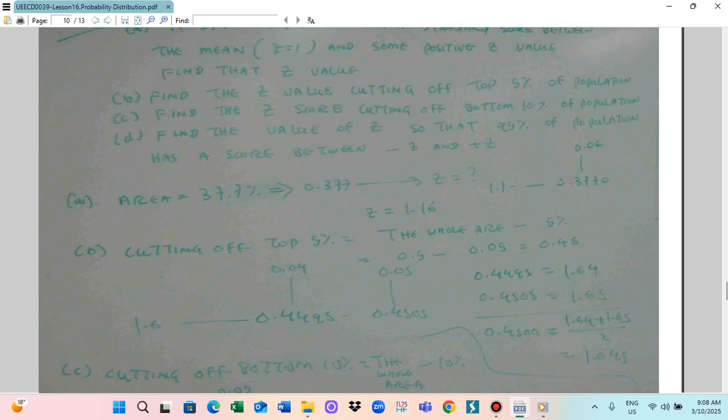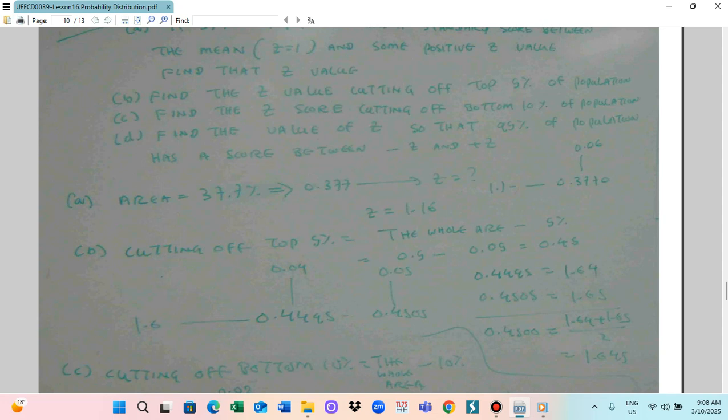So the whole area is 0.5. 5% is 0.05, so 0.5 minus 0.05 is 0.45. This 0.45 you can also read from the table.